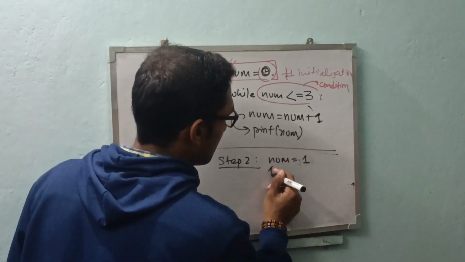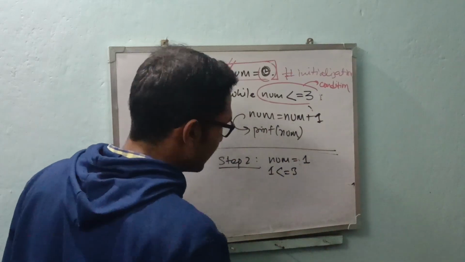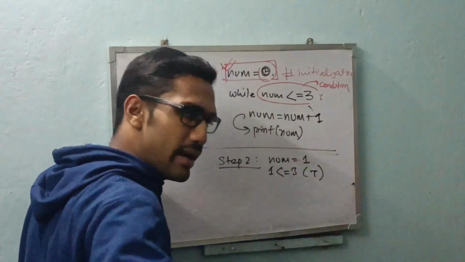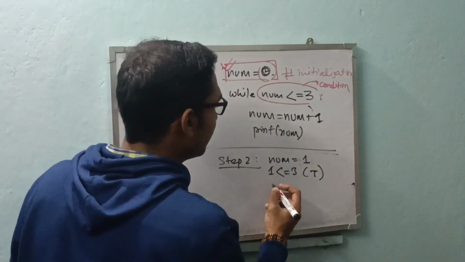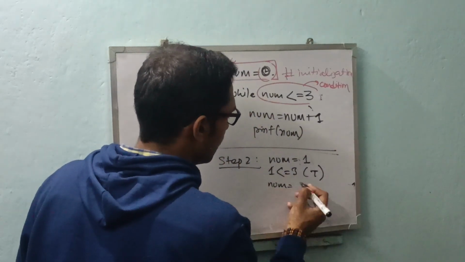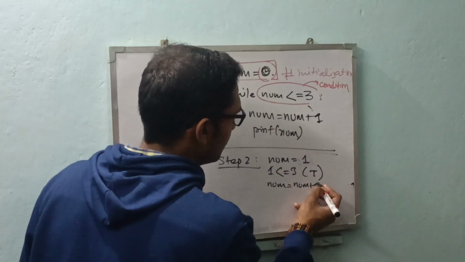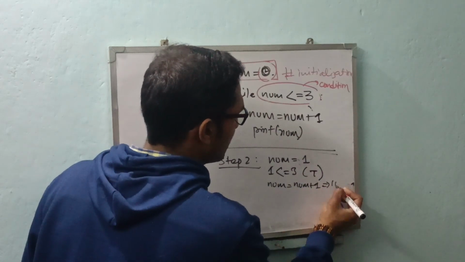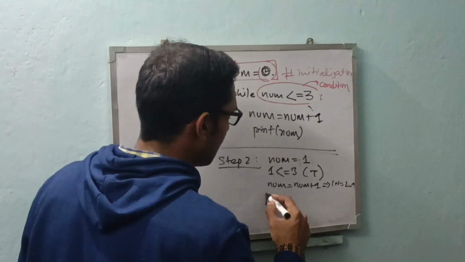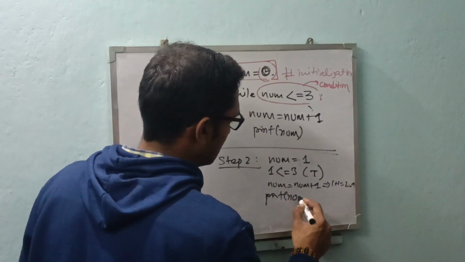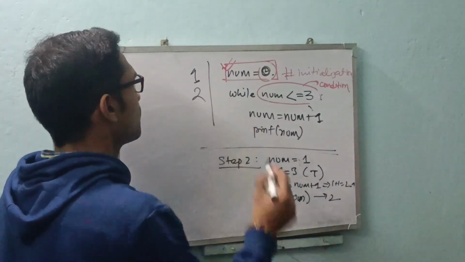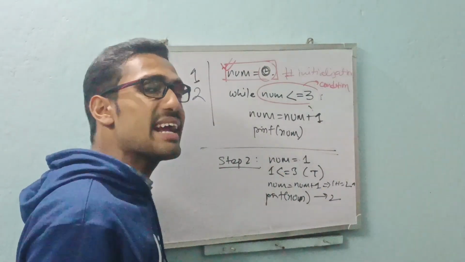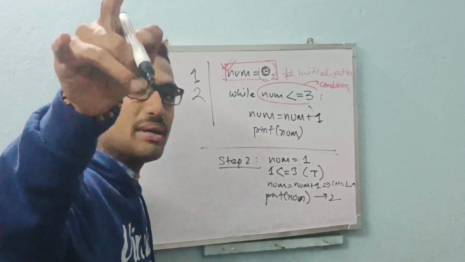So is 1 less than equals to 3? It's yes. Since it is true, it will move into the body of the loop. And what we are doing, we are first incrementing the value of num by 1. So num is equals to num plus 1. So 1 plus 1 equals to 2, and I am after that printing the value. So 2 gets printed. Now see, what is the current value of num? The current value of num is 2.